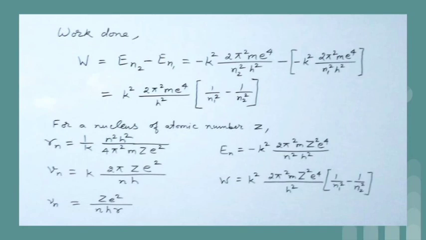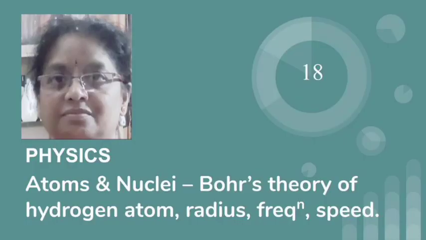So here we have the expressions for radii of stationary orbits, the speed and frequency with which an electron revolves around the nucleus, and energy possessed by the electron in different orbits. We also have an expression for work done when an electron is moved from a lower orbit to a higher orbit. Next time we will discuss the hydrogen spectrum and also the drawbacks of Bohr's theory.